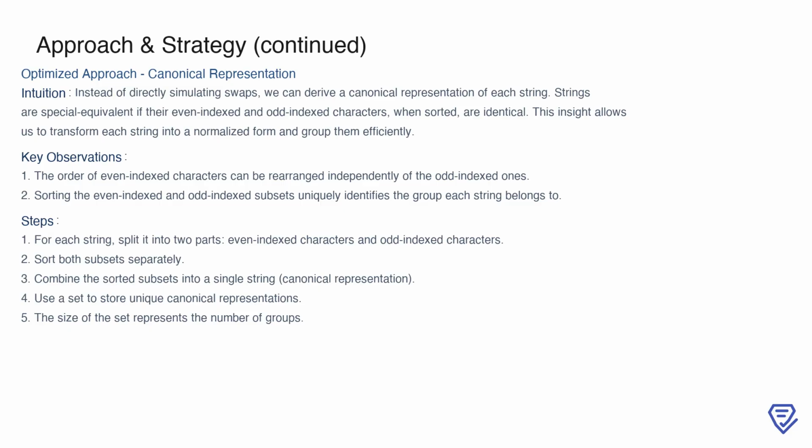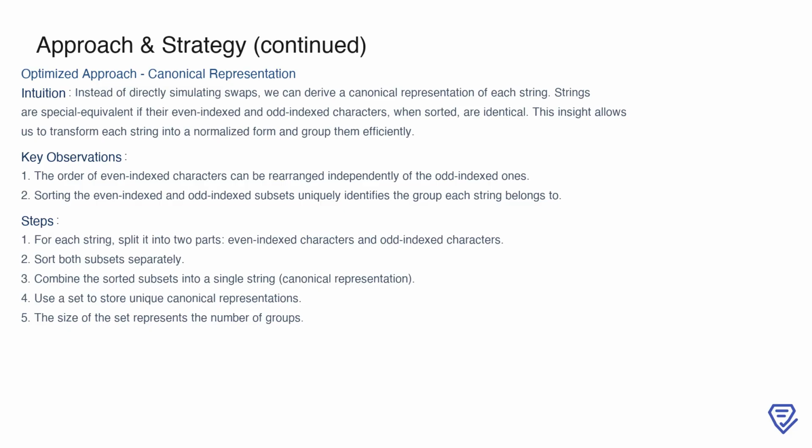The key intuition here is that special equivalent strings can be identified by sorting their even-indexed and odd-indexed characters separately. This insight eliminates the need to simulate swaps directly. The first observation is that the even-indexed characters in a string can be rearranged independently of the odd-indexed ones, and sorting these subsets gives a unique identifier for the string's equivalence group.